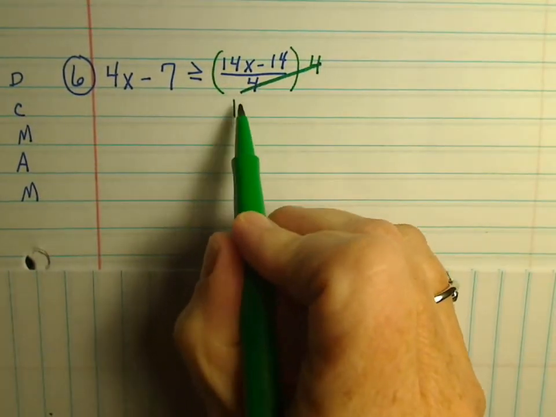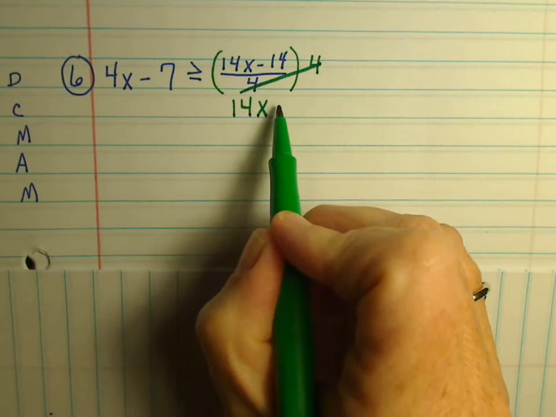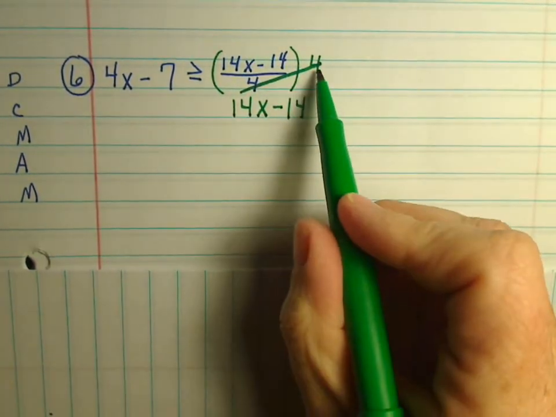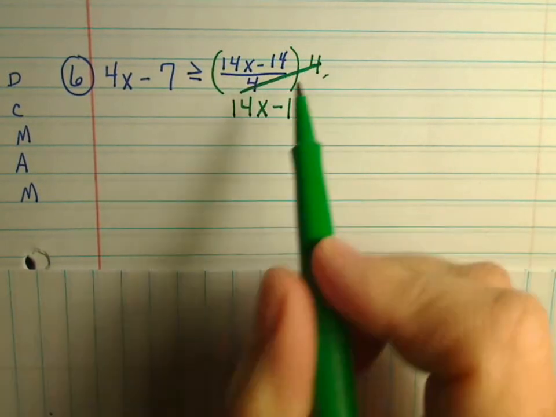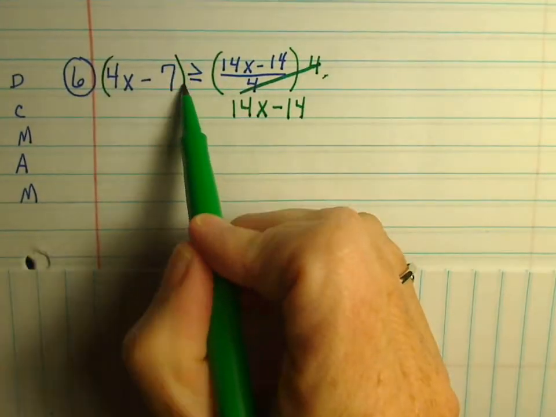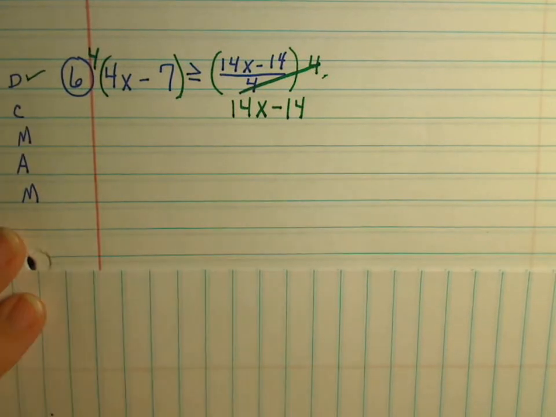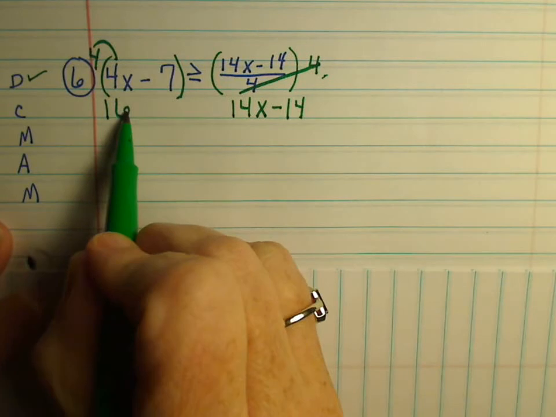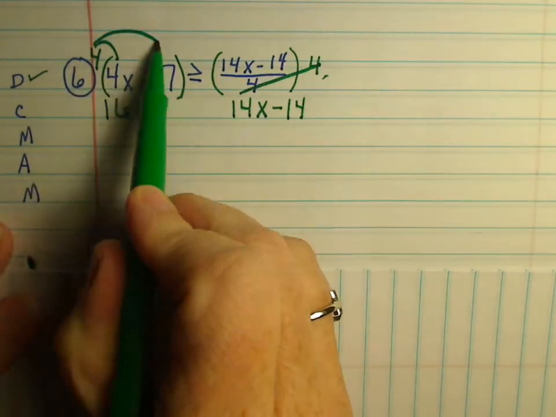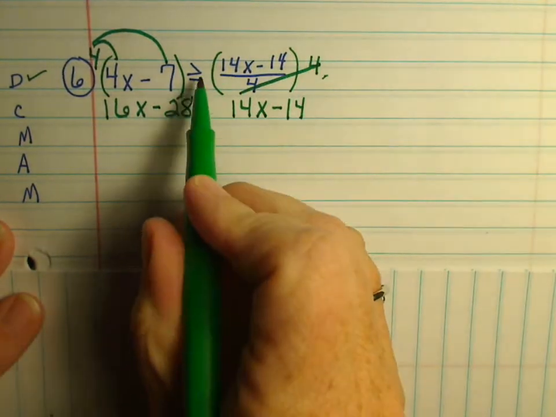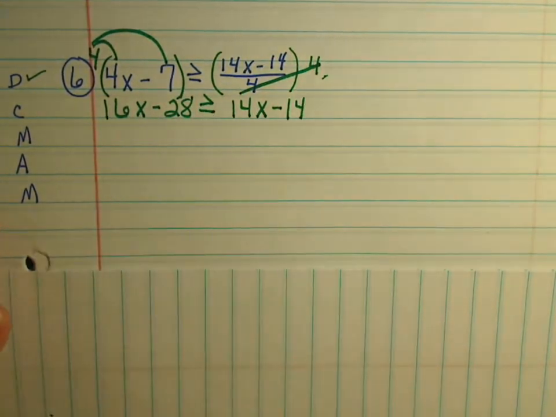So over here, I just have 14x minus 14. Here's the thing. If I multiply this side of the inequality by 4, I'm going to have to multiply this side of the inequality by 4 also. And I do that by using the distributive. So 4 times 4x is 16x. And 4 times a minus 7 is a minus 28. And then you just bring down the inequality sign.